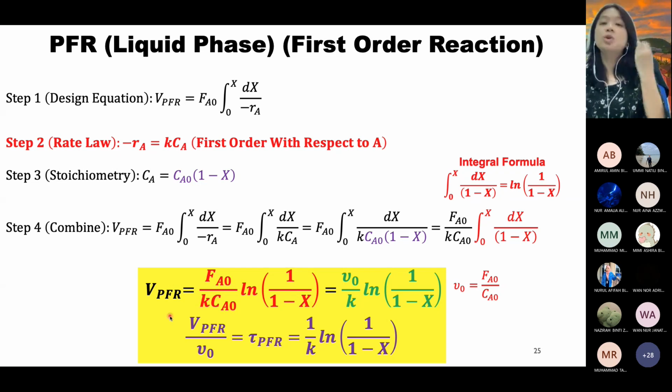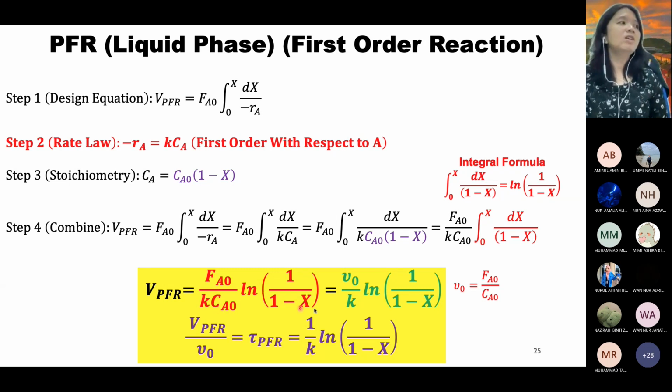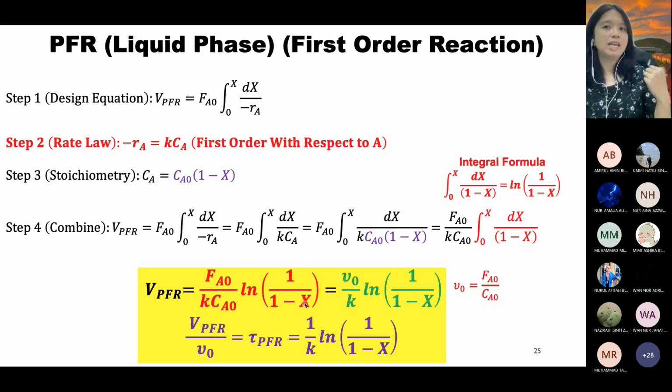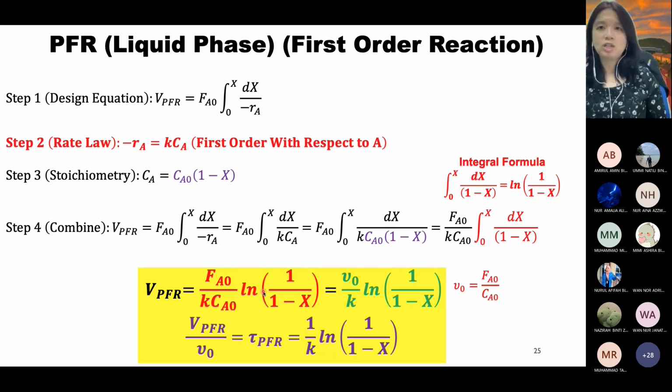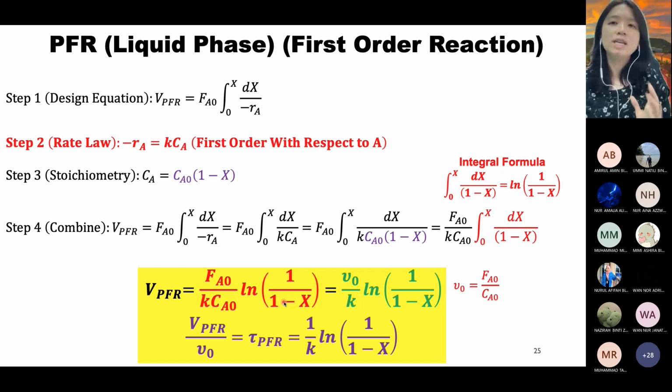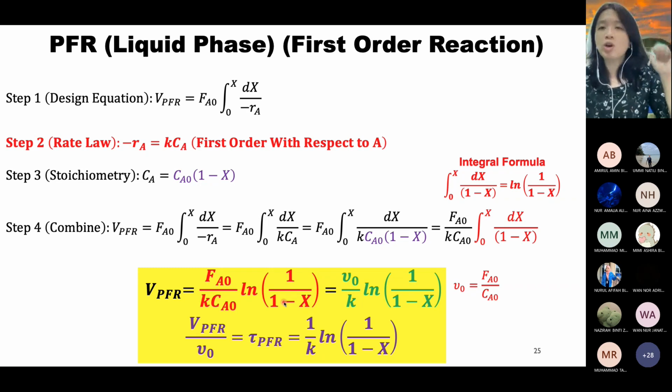If you are given FA0, you're given K, you're given CA0, and you're given X conversion. So FA0 is the molar flow rate of A initially, K is the reaction rate constant, CA0 is the initial concentration of A, X is conversion. Okay, kamu kena faham, this rate equation can only and only be used if your equation and your system fulfill these three requirements.